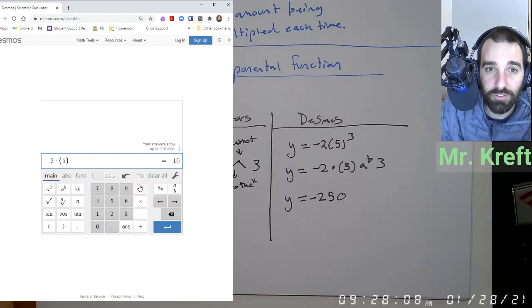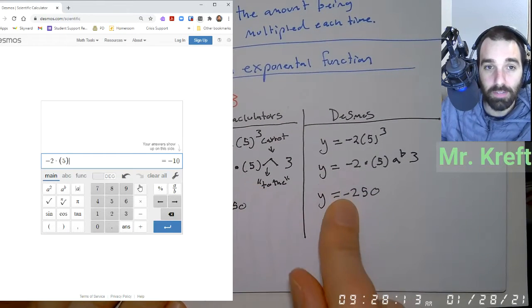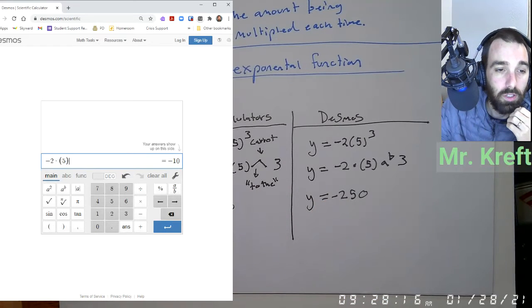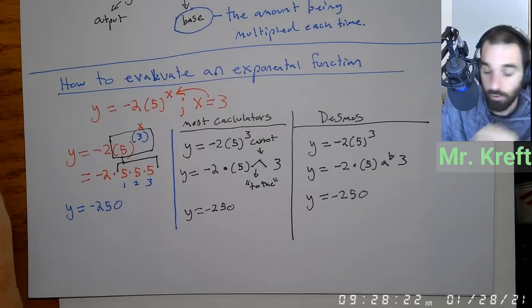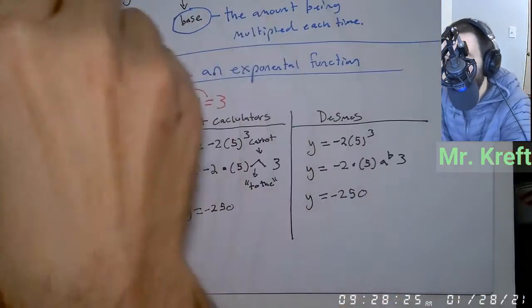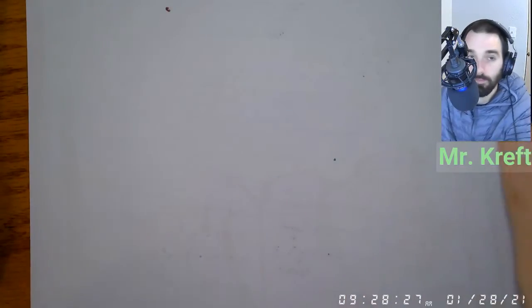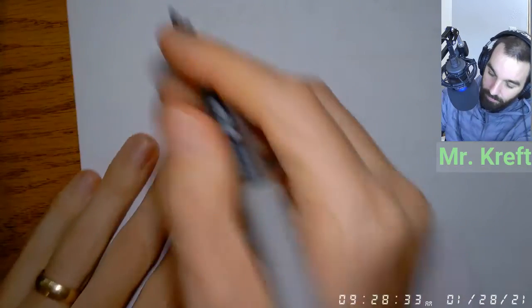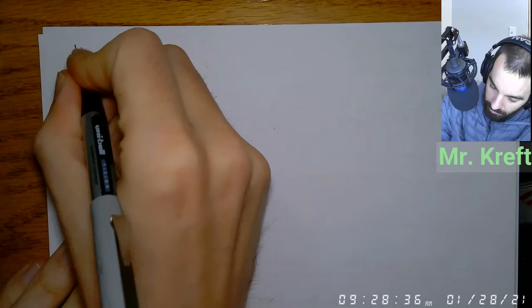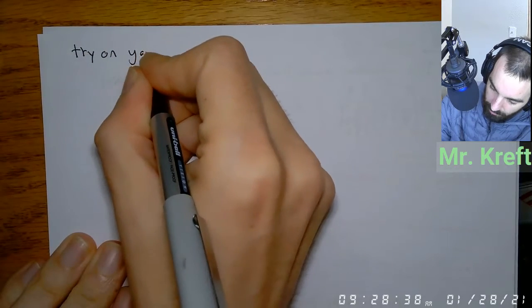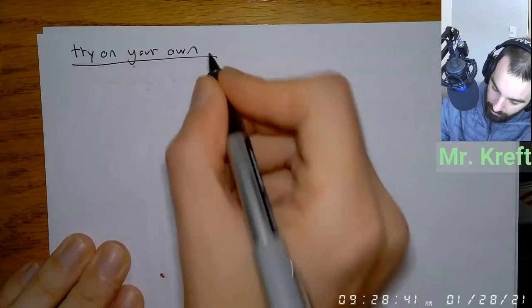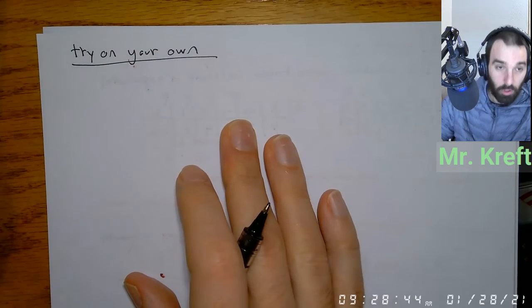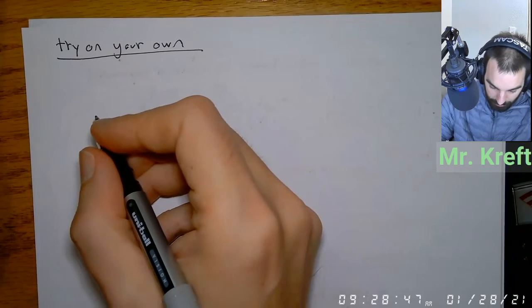Okay, so I'm going to have you guys try one on your own. You're going to have to use one of these calculators to do it. You're either going to have a calculator like this, or you're going to have a calculator like this. So let's try one of these out and see if you guys can do it, and then we'll move on. So try on your own.